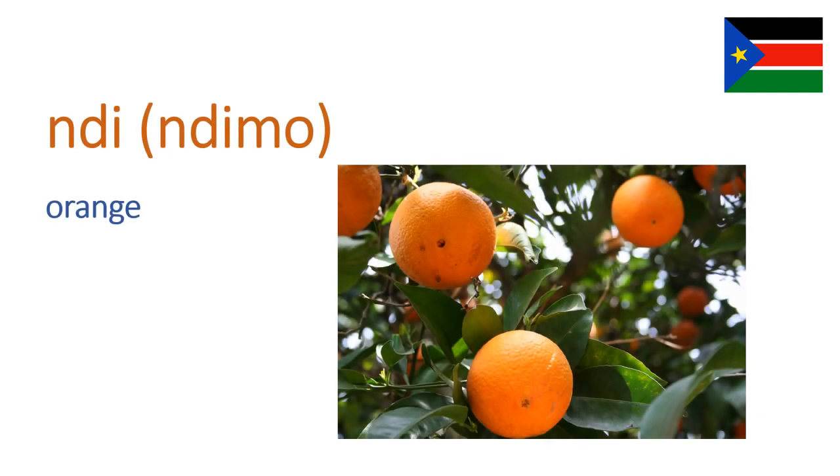Nji, njimo. It means orange. And these days, people are not using this word too often. Instead, they use lemuni to mean orange. But I will say, please use the word njimo, it is the original name.